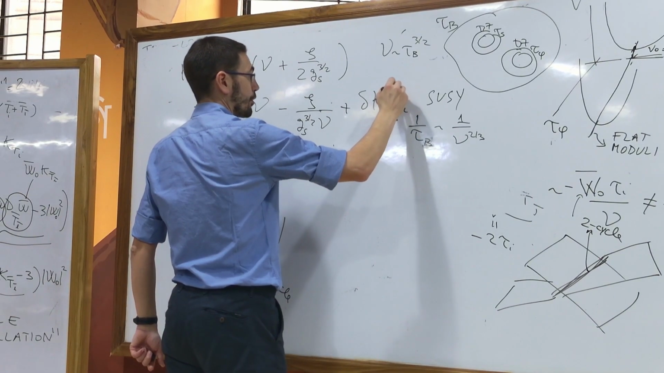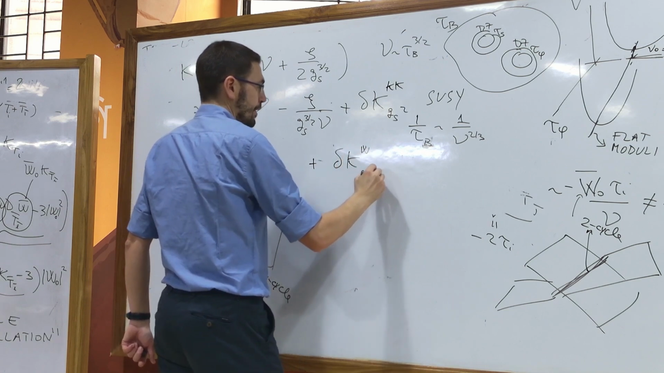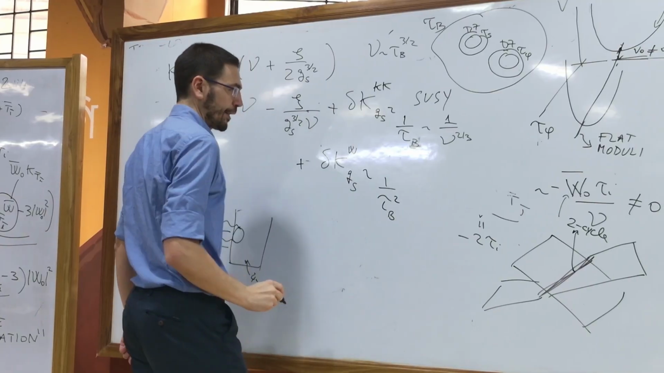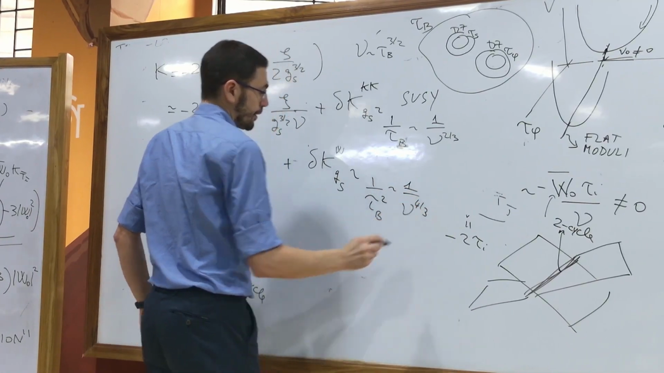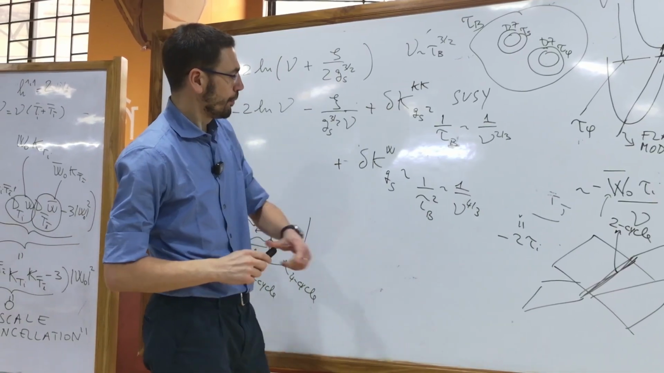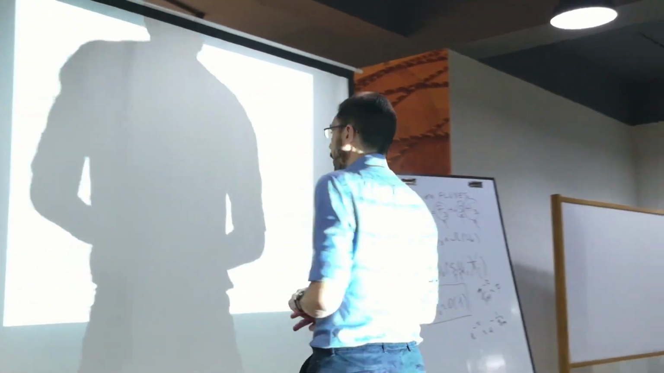so this will be the Kaluza-Klein correction. Then you have the winding correction. This might go like, let's say, 1 over tau big squared. This is good. It would go like 1 over volume to the 4/3. So this will be smaller than that. So it's less worrisome. But one should take care of that.